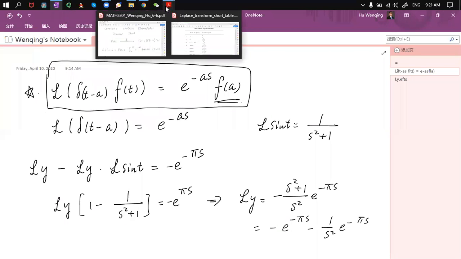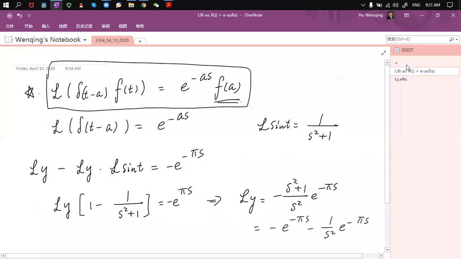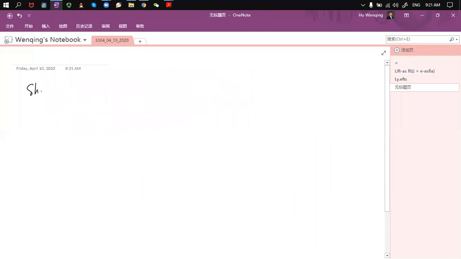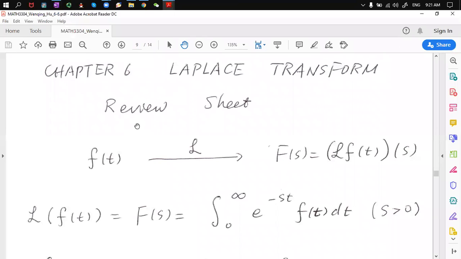Okay, so for the rest of today's lecture, because we're going to have an exam next week, I would like to do a short review of the chapter on Laplace transforms. Okay, so I'd like to show you this review sheet.